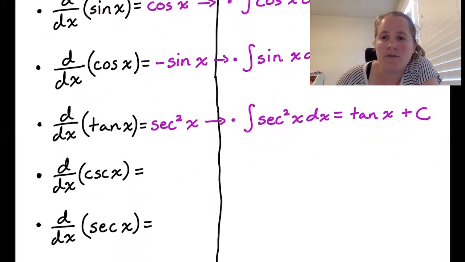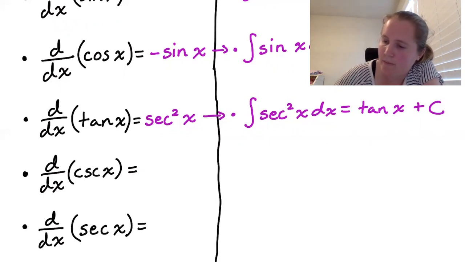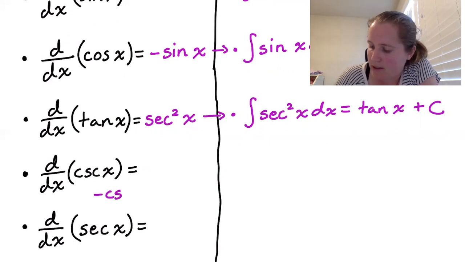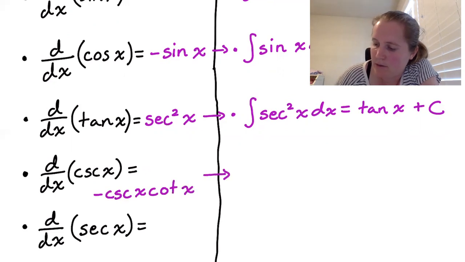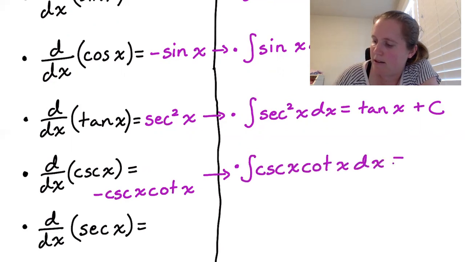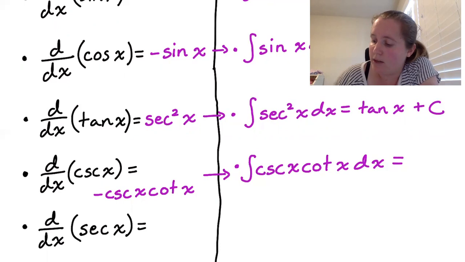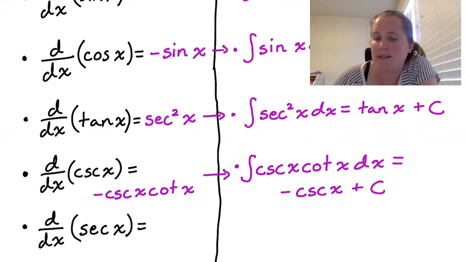If we have derivative of cosecant x, derivative of cosecant was negative. I'm going to actually do this down below. I don't have room there. This was negative cosecant x cotangent x. And so if we write this as an integral, if we wish to take the integral of cosecant x times cotangent x dx, if this were negative, then we would get positive cosecant x. Since it's positive, we actually wind up getting negative cosecant x, and then plus c.